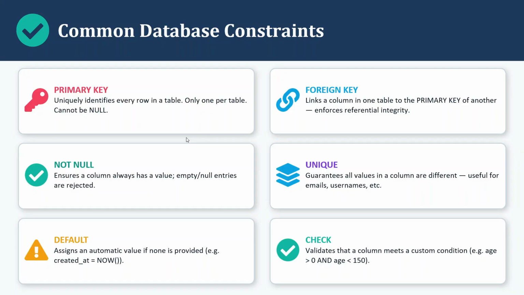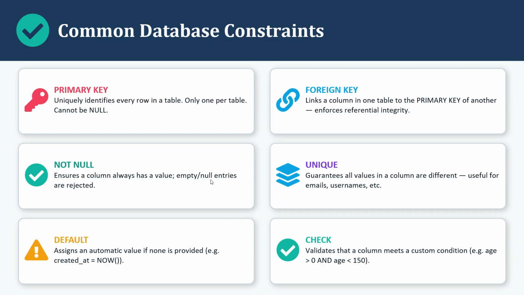So now let's talk about constraints because they make a schema powerful. Constraints are the rules that a database enforces automatically. First is primary key: it uniquely identifies every row, only one per table, and can never be null. And second, we have foreign key: it links one table to another and keeps your data consistent across tables.